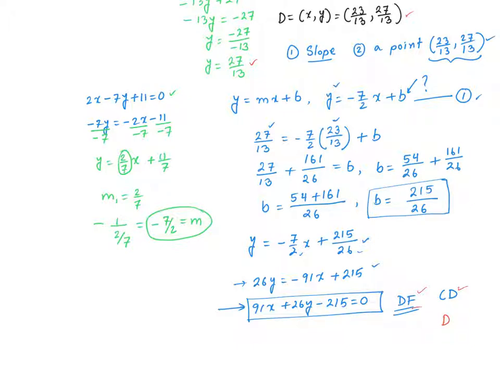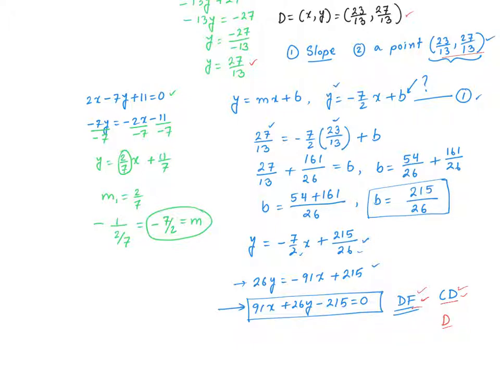Now, to find the equation of the desired line DF, we need to find its slope and a point. One of the points is the given point, which is D, which is this, right? We found the coordinates. Once we find the coordinates, we've got the point. Now we need to find the slope. CD and DF, they are perpendicular to each other. If I find the slope of CD, I can find the slope of DF, because it's going to be negative reciprocals of each other.